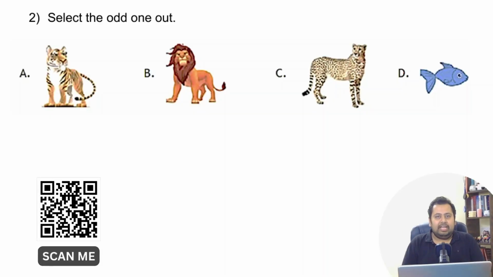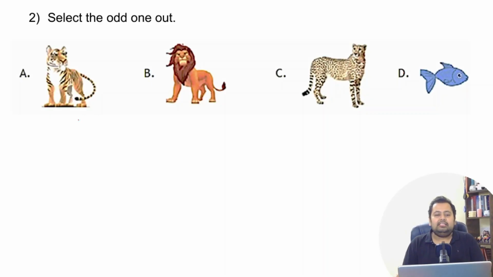Great. I hope you would have got it correct. So you can see there is a tiger, lion, cheetah, and a fish. And obviously, the odd one out over here is the fish, right? All the other 3 animals, they live on land. Fish is an aquatic animal and it lives inside water. So that is why fish is the odd one out over here.